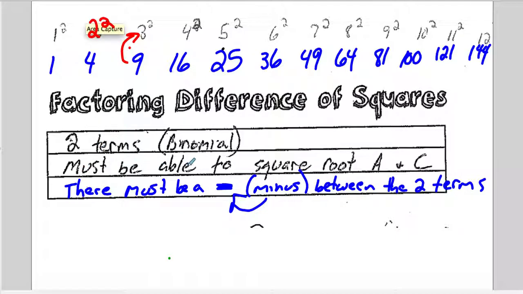The deal is we must be able to square root both of the terms, and there must be a minus sign between the 2 terms. If you're wondering where the A and C come from, it would be if our polynomial looks like this. We likely won't see a bx term. We could, but we likely won't.